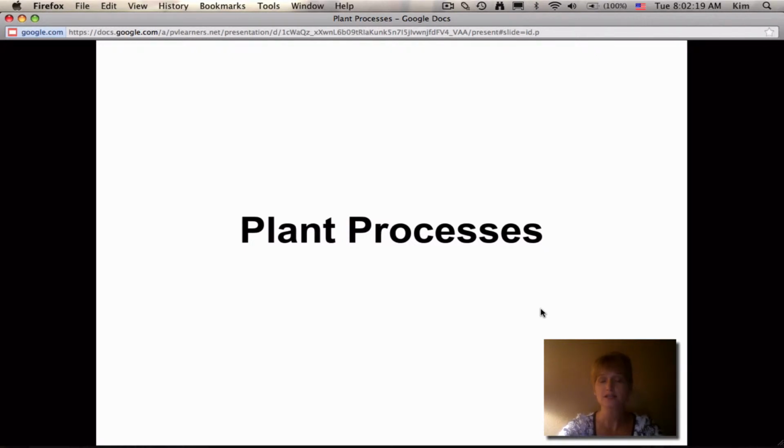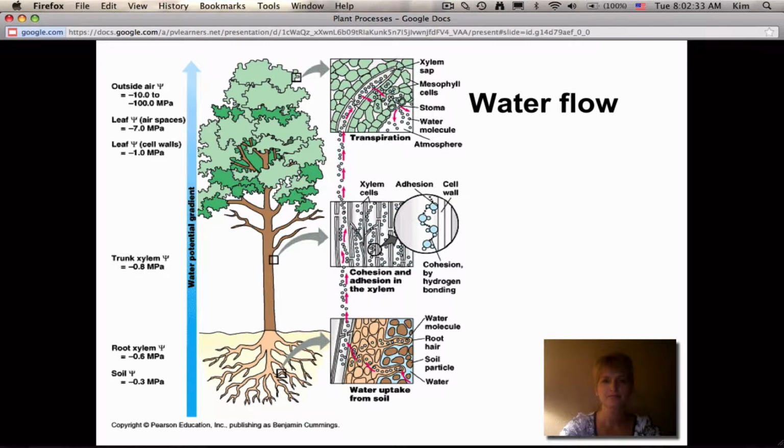We're going to move on and talk about plant processes. Plants do actually have several processes that they perform in order to grow and develop and reproduce. So we're going to talk about those processes. The first one we're going to talk about is water flow.